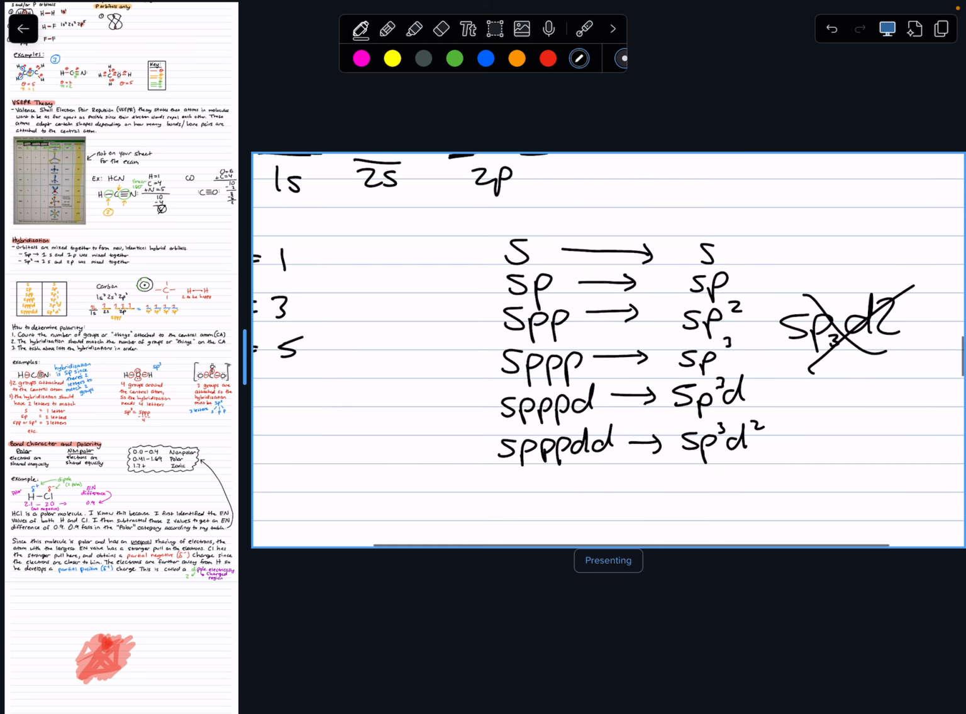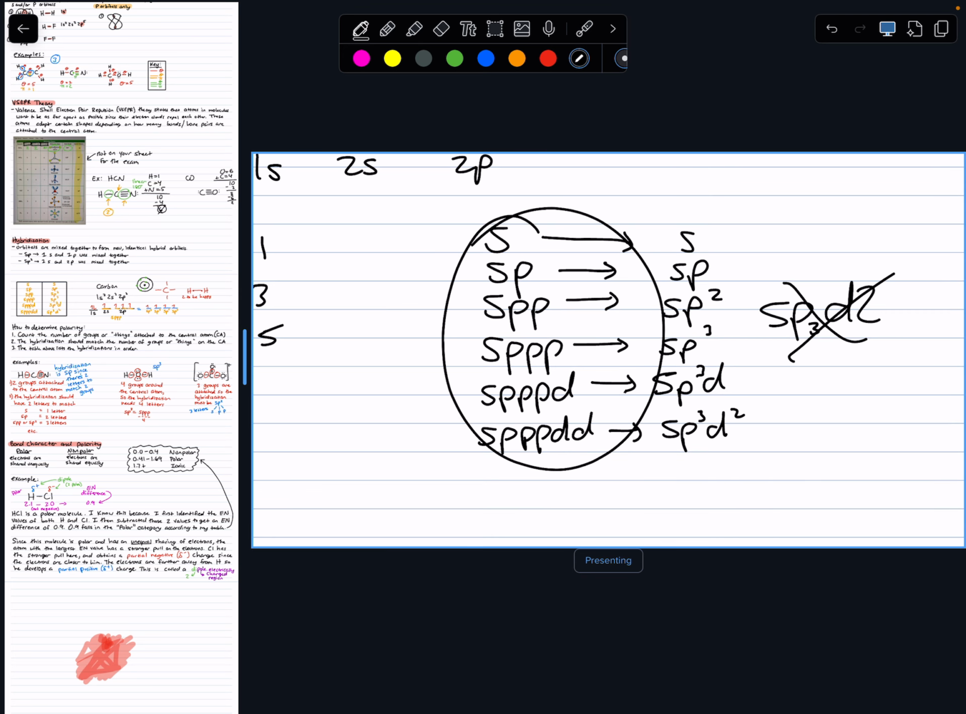So these letters need to match the number of groups. I'll say letters need to match number of total groups. A double bond counts as how many groups? 1. A lone pair, 1. A single bond, 1. A triple bond. All of those count as one single group.